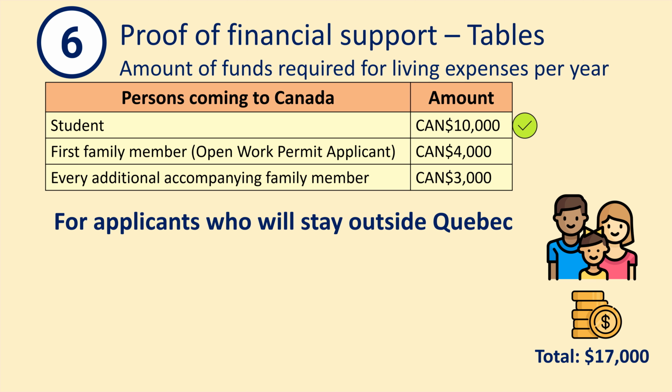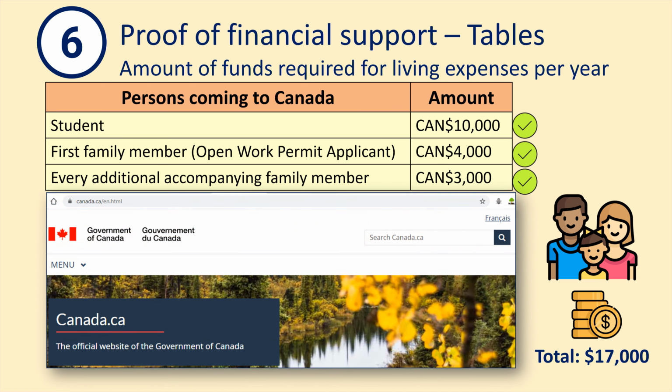This will be 10,000 Canadian dollars for the student, 4,000 Canadian dollars for the open work permit applicant, and 3,000 Canadian dollars for your child. The source of information in this table is the official website of the Government of Canada, www.canada.ca.